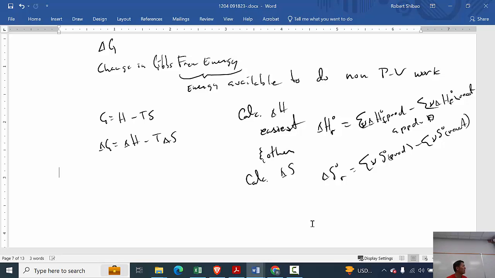One thing we have to keep in mind is typically the units for a delta H are in kilojoules per mole. The units for delta S are in joules per mole Kelvin. So we're working with smaller energy amounts. So we're going to have to convert. We either convert the joules into kilojoules or the kilojoules into joules.